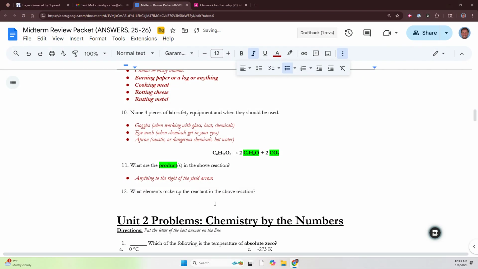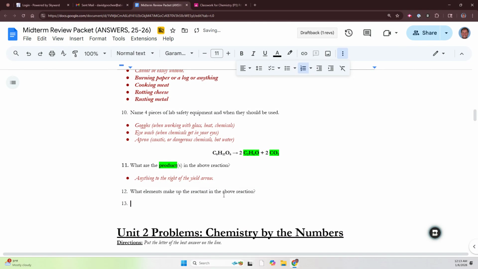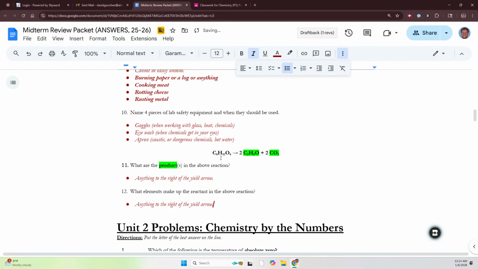Good. All right. And what elements make up the reactant in the above reaction? Well, only three of them, which you can tell because they are capital letters. You've got carbon, hydrogen, and oxygen. This might have been a hard problem at the beginning of the year, but at this point, we're pretty good that this reactant is comprised solely of 6 carbon, 12 hydrogen, and 6 oxygen.